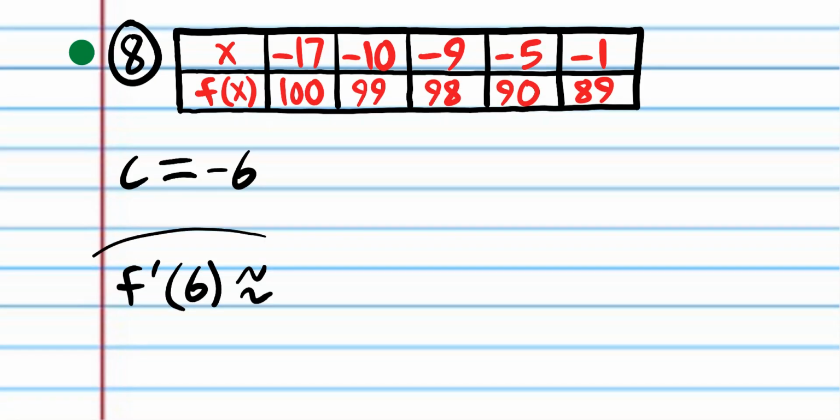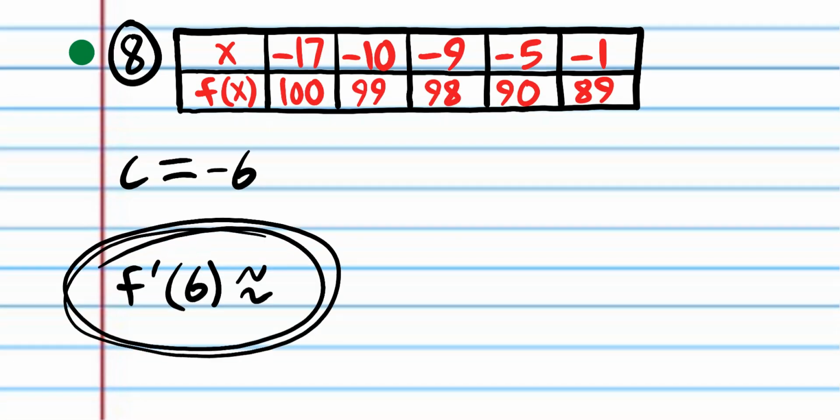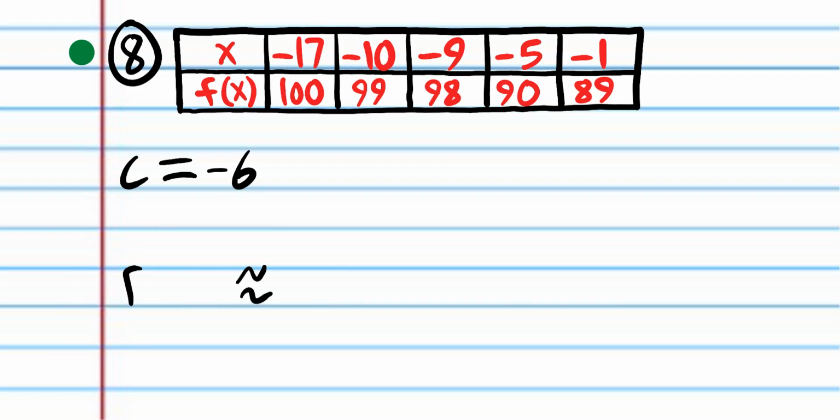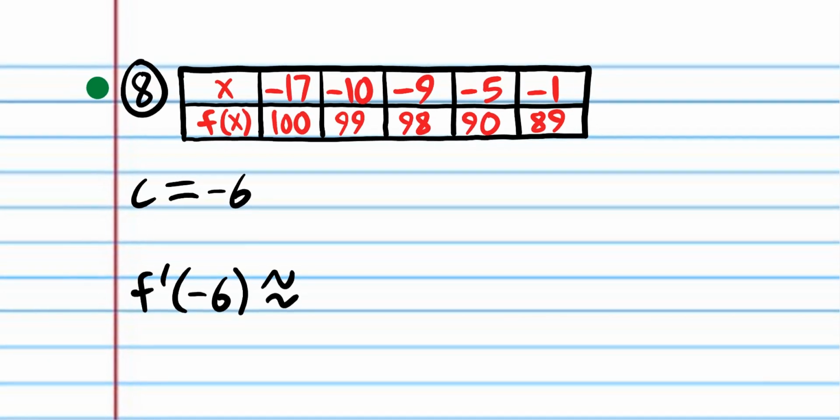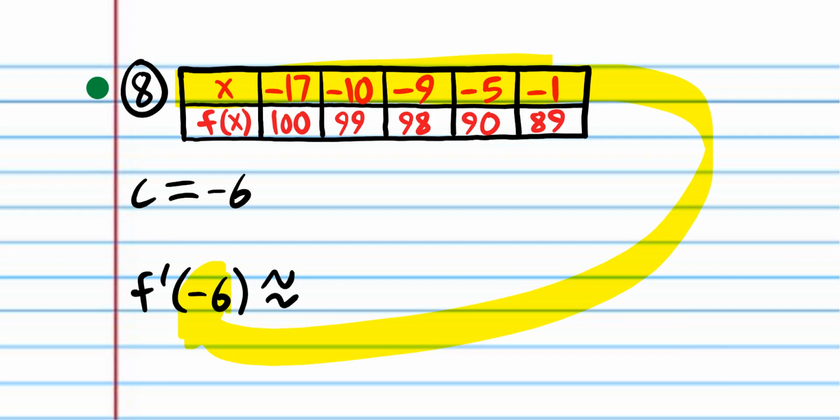So you're looking for the instantaneous rate of change of the function. Whoops, that should be a negative 6. You're looking for the instantaneous rate of change of the function at x equals negative 6. That's going to be approximately equal to the average rate of change of the function between 2 points. So look at negative 6 and try to figure out what x values negative 6 is between. And when you come back, we'll do it together.